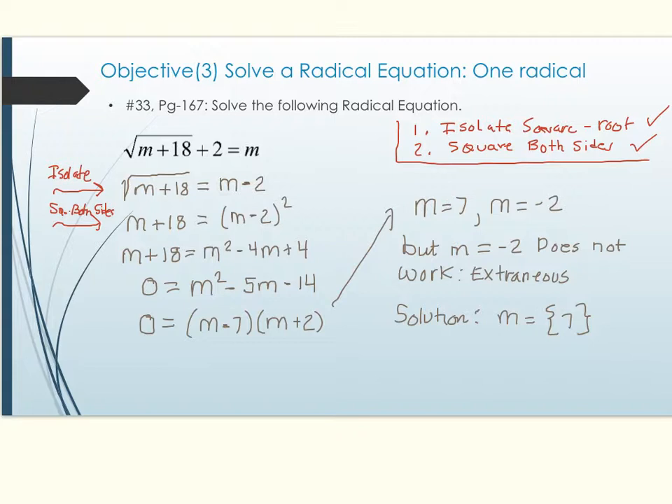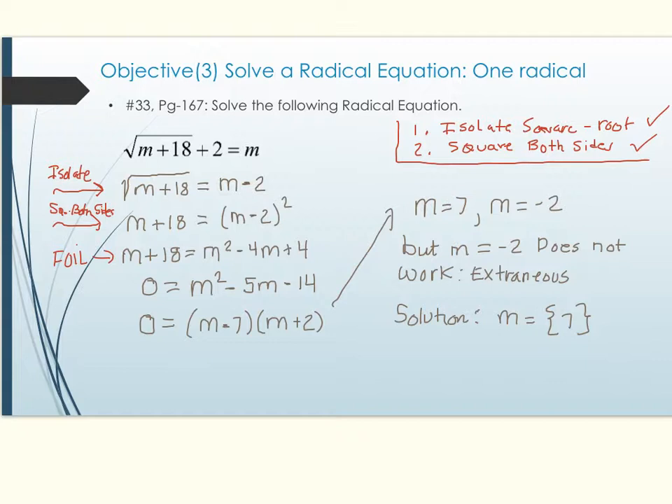So in this case, we isolate the square root of m plus 18, and we move the 2 over to the right-hand side, so we subtract it from both sides of the equation. So we get m minus 2. Now we're going to square both sides, so we get m plus 18 is equal to m minus 2 squared. We FOIL the right side of the equation, and when we do that, we get m plus 18 is equal to m squared minus 4m plus 4.